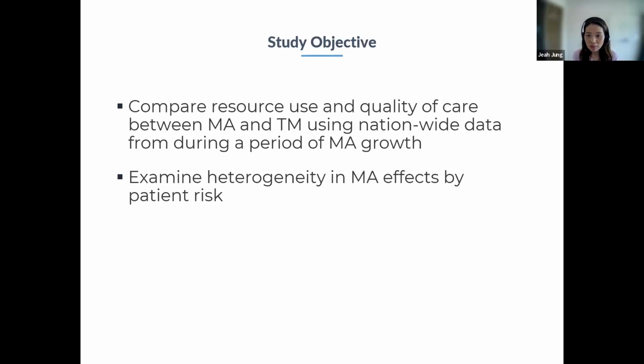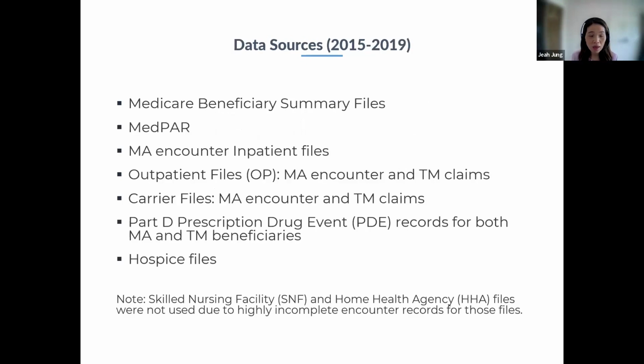So the study objective is to compare resource use and quality of care between MA and TM using nationwide data during a period of MA growth. And in addition, we're going to examine the heterogeneity in the MA effects by patient risk.